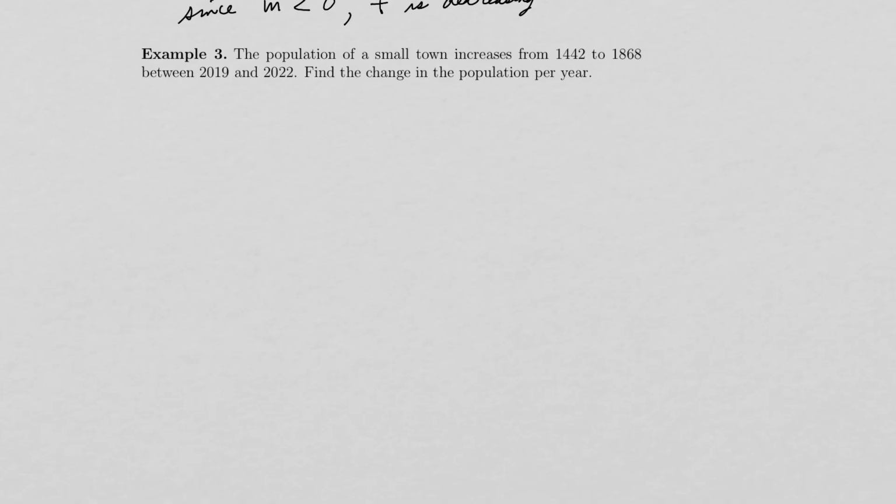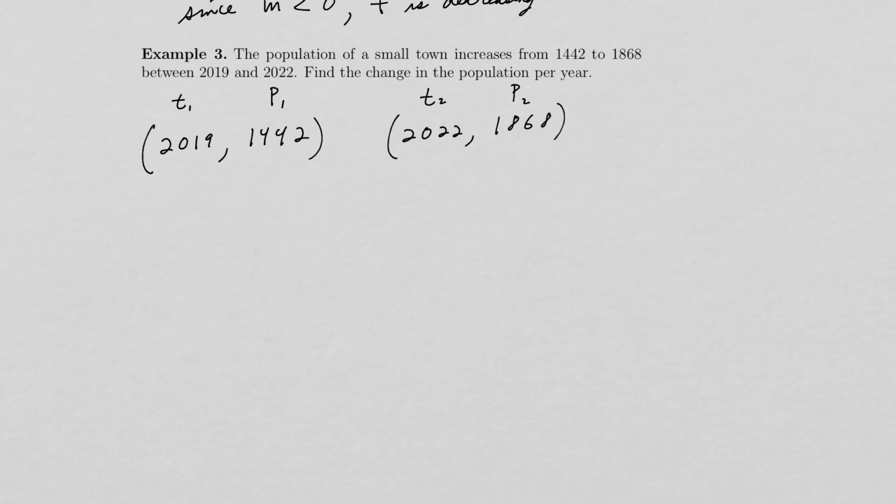But let me write down the ordered pairs here. 2019 is the time, so let me call that T1 for the year. And then the population at that year is 1442. I'll call this P1 for population 1. And then for the year 2022, I'll call that T2. What was the population? It was 1868. So that was P2.